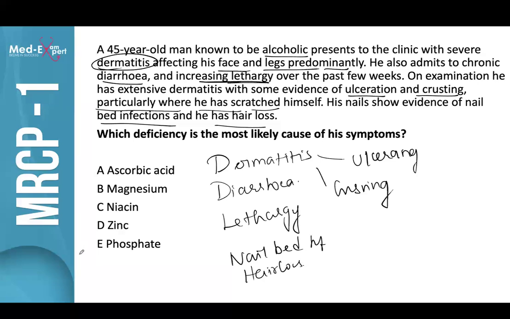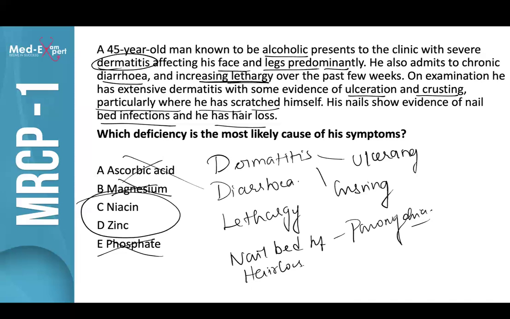Let us rule out a couple of things. Phosphate is not going to cause anything as such. Magnesium, no. Ascorbic acid, no. So we are left with two options, niacin and zinc deficiency. And for nail bed infection, what is the term we use? Nail bed infection is called paronychia. If you remember, the nail bed infection is called paronychia.